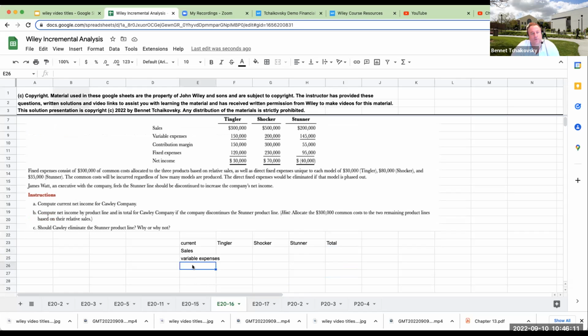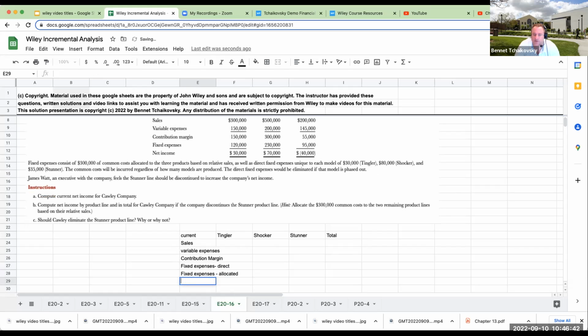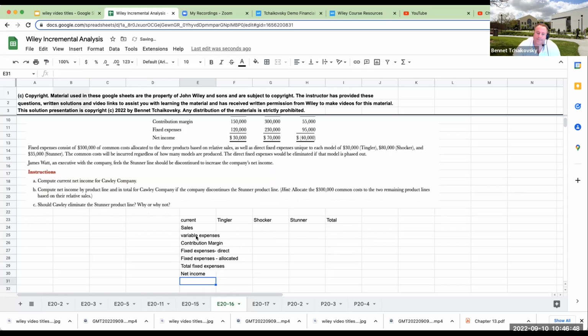But the reason I'm going through and doing it this way is because this question is going to ask us to discontinue a segment. So we're going to need to figure out what's going to happen if we do, in fact, discontinue a segment. That's why I'm drawing it out like this. So my contribution margin, and my fixed expenses, direct fixed expenses, allocated, and then we're going to have our net total fixed expenses, and then our net income.